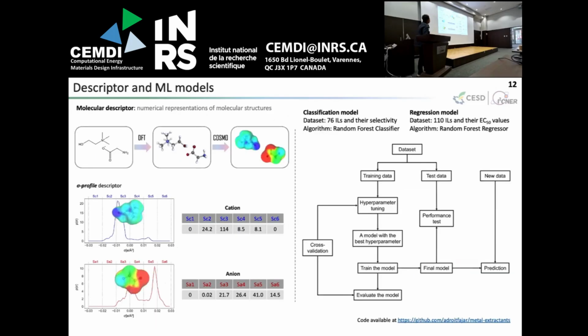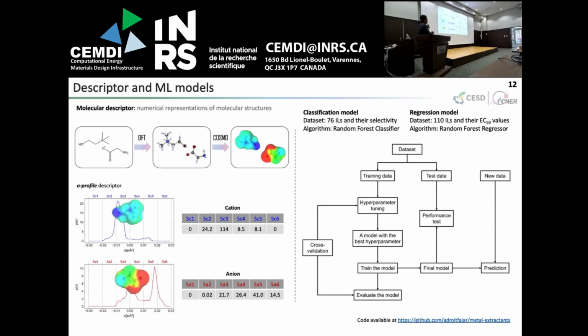And this is how we constructed our machine learning model. Because our input feature is a chemical structure, a molecular structure, we decided to use a molecular descriptor based on DFT and Gaussian calculation. We call it a sigma profile descriptor. The sigma profile is a charge density distribution on the surface of a molecule, which is very related to the interaction of an ionic liquid to a metal.